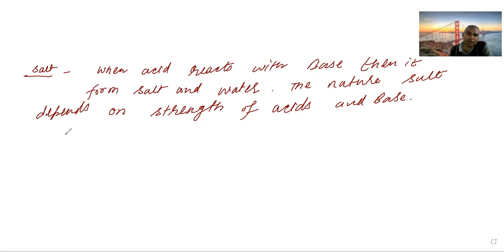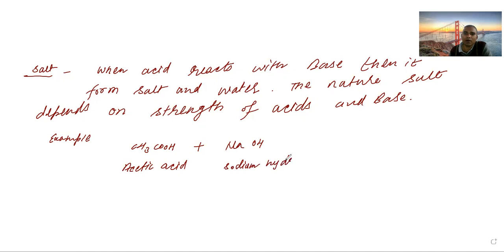So first off, let us try to write down the example. Suppose I am having CH3COOH. This is what is known as acetic acid. Its common name is acetic acid, otherwise ethanoic acid. If you are treating with NaOH, that is sodium hydroxide.